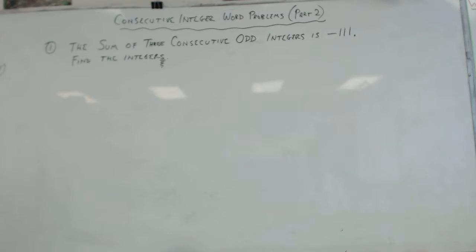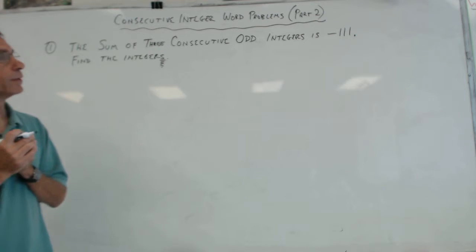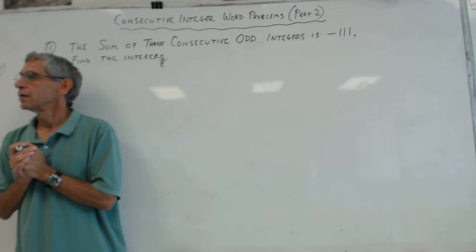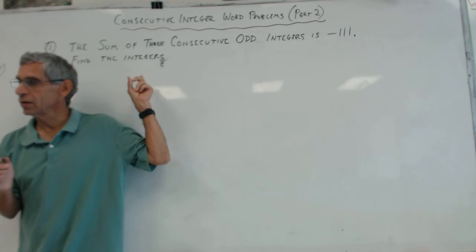All right, there's our new problem. Negative 111. Okay, so everybody write that down. Make sure that's in your notes. That's problem number 2. The sum of 3 consecutive odd integers is negative 111. Find the integers.